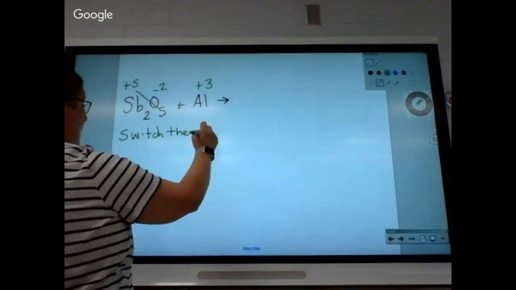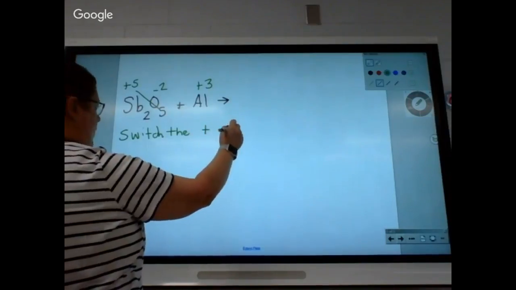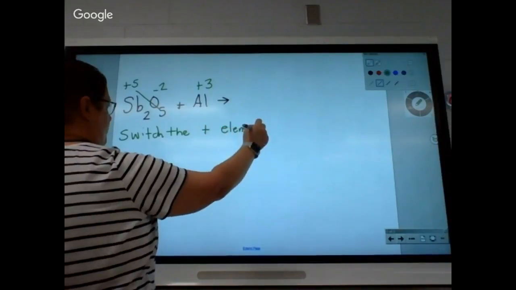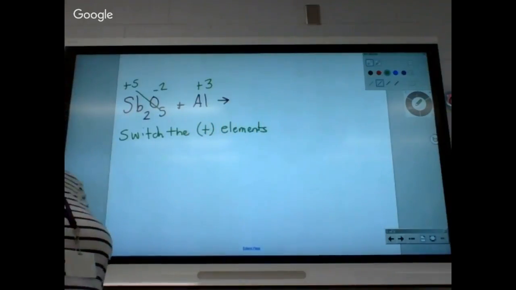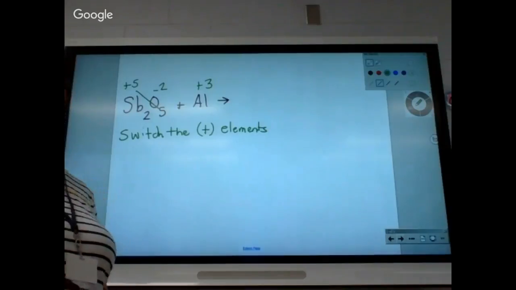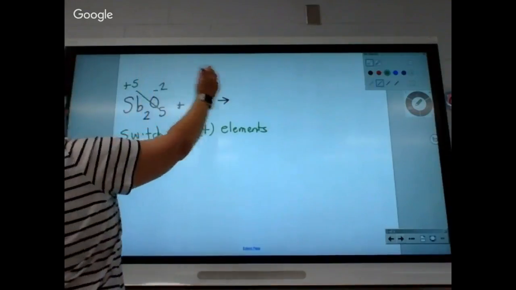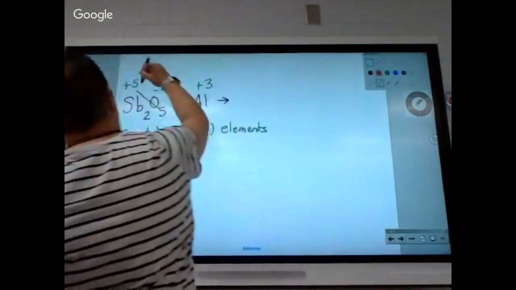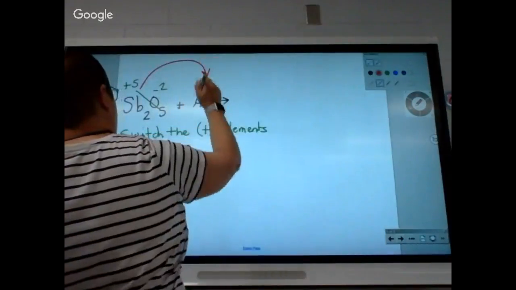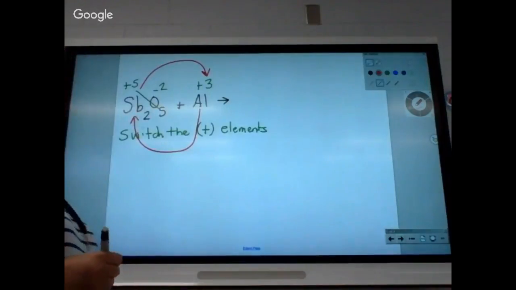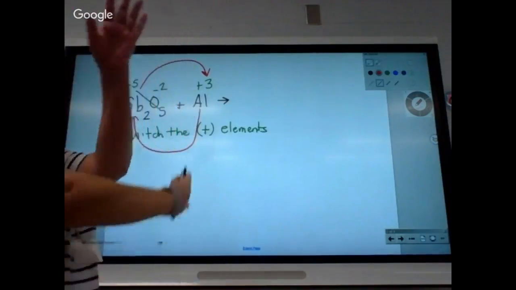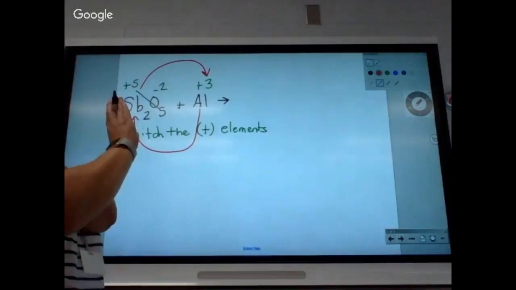The positive elements. Now, I didn't say put the positive elements together, which happens a lot. We're going to switch them. So Sb is going over here, and Al is going over here. Okay? They're switching places.